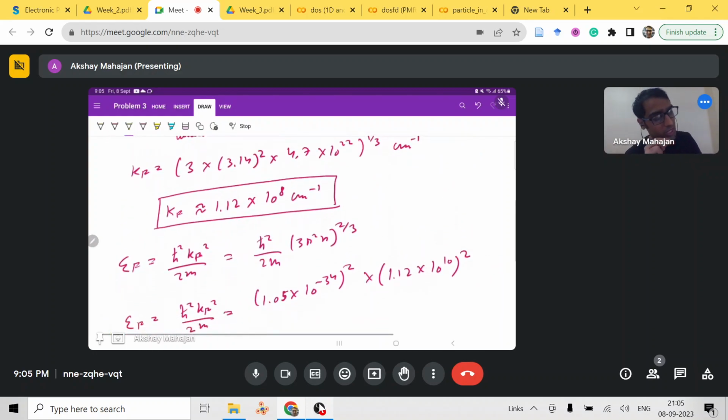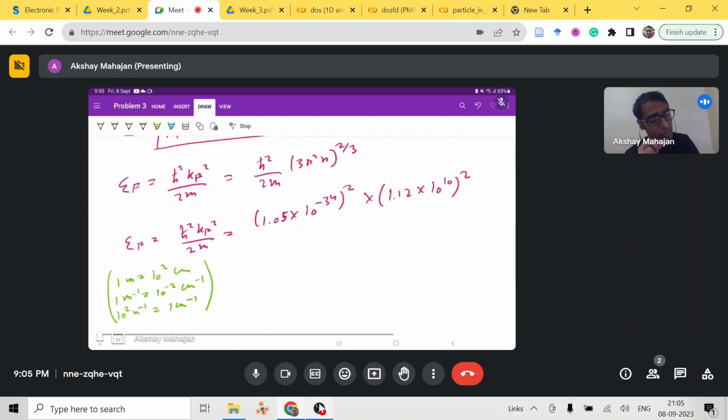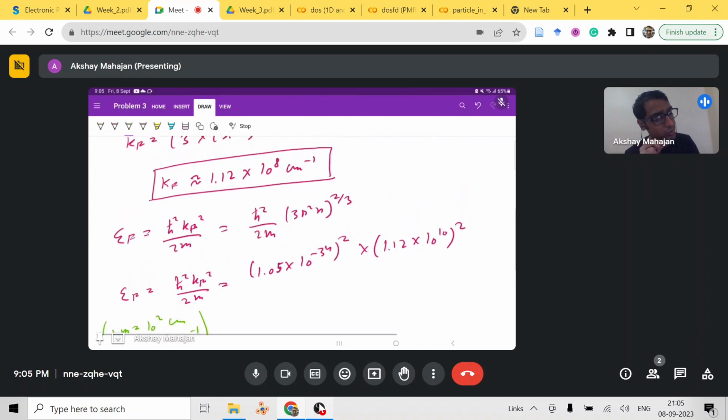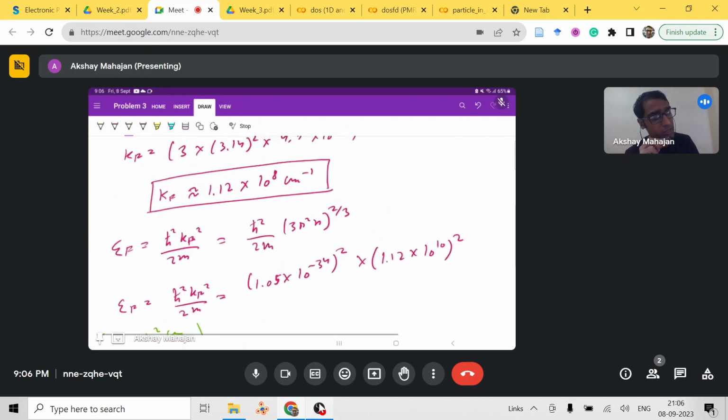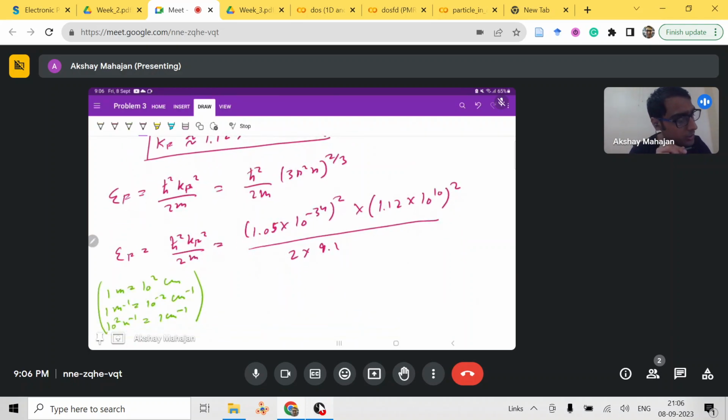So if we had kF in centimeter inverse, you have to convert it into meter inverse. For that, 1 centimeter inverse equals 10 to the power 2 meter inverse. So you have to multiply by 10 to the power 2, which makes 1.12 into 10 to the power 10, whole square. Alright, so you just have to take care of units in this kind of problem. Otherwise, you just need to remember the formula.